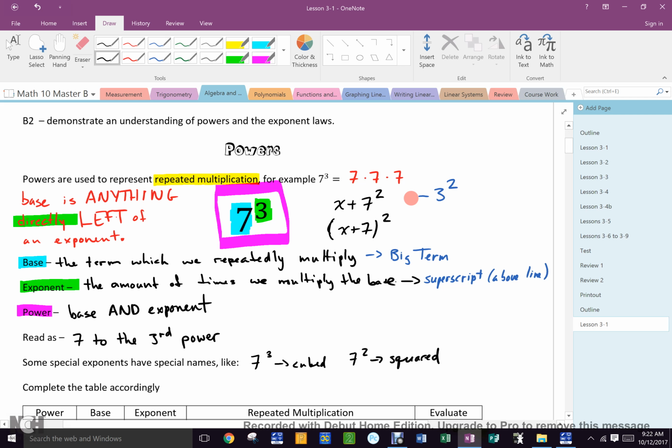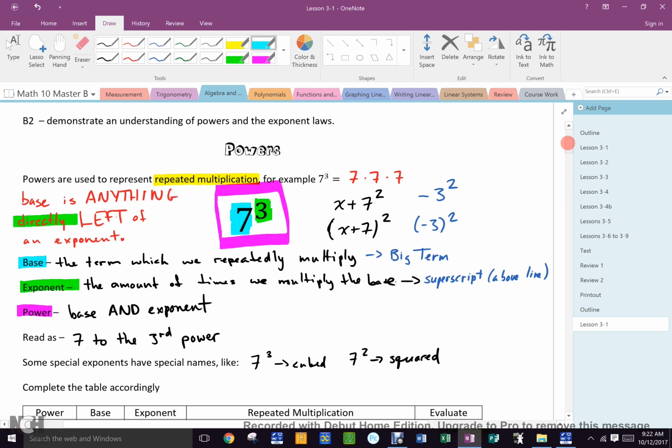How could I make that negative a base? I would have to do this. Everybody remembers that? Everything on that screen except for this should be old news to you. If it isn't, you're going to want to pay very close attention when we fill in this table at the bottom. Everybody cool? All right.